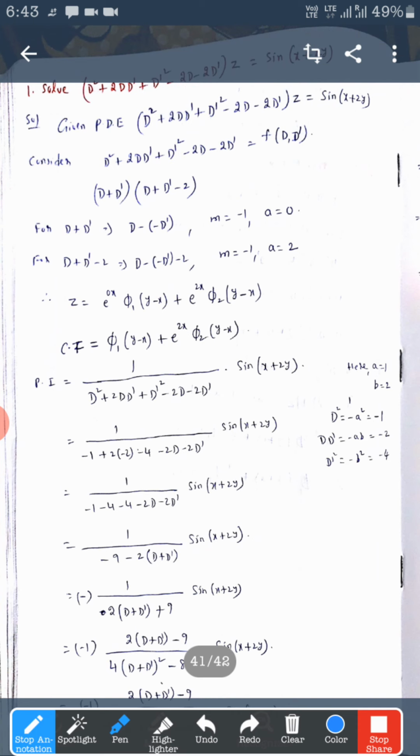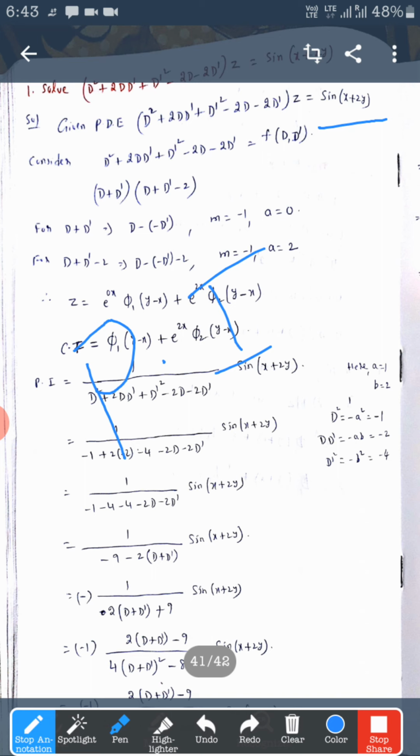So we take another example. On the right hand side, we have sine of x plus 2y. The problem is d square plus 2d d dash plus d dash square minus 2d minus 2d dash into z is equal to sine of x plus 2y. On the right hand side, we have a function in x comma y. Therefore, we need to find PI also. That means particular integral. As we have discussed in the last videos, the similar procedure we will follow here.